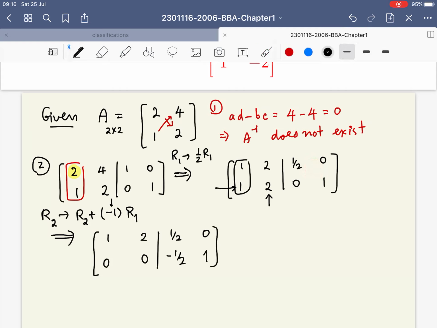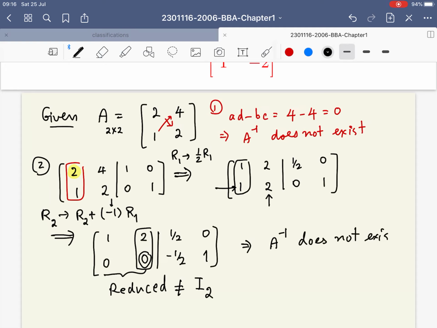So after a reduction, this is done. This is already a reduced matrix. But this reduced matrix is not I2, and you cannot do any change into your I2, because for your second column, you don't have anything below the second position, right? So this is not the I2, so it means that your A inverse does not exist as well. And your A is singular.